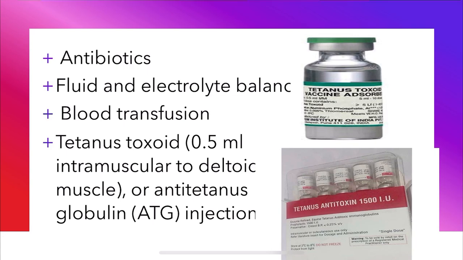Antibiotics, fluid and electrolyte balance, then blood transfusion, tetanus toxoid 0.5 ml intramuscular (IM) to the deltoid muscle, or anti-tetanus globulin (ATG) injection should be given. So they are talking about the treatment here. You have to give the antibiotics, fluids, electrolytes, and blood transfusion if required. If there is a lacerated avulsion, compartment syndrome and all that, and there is a sufficient amount of blood loss and the patient requires blood, you have to do the blood transfusion. Then give them tetanus toxoid 0.5 ml IM to the deltoid muscle, and anti-tetanus globulin injection.